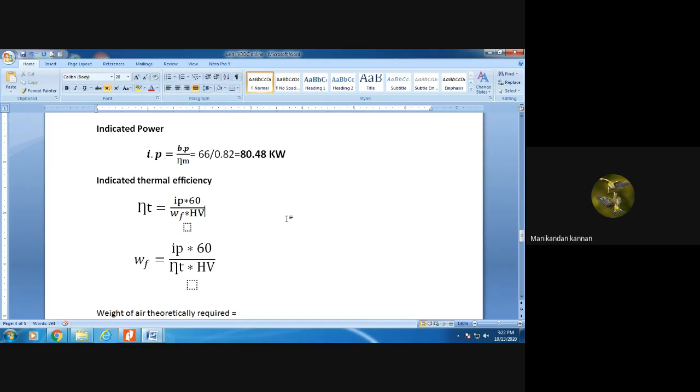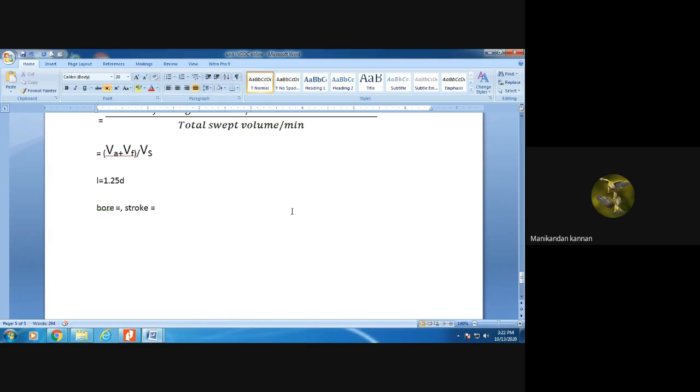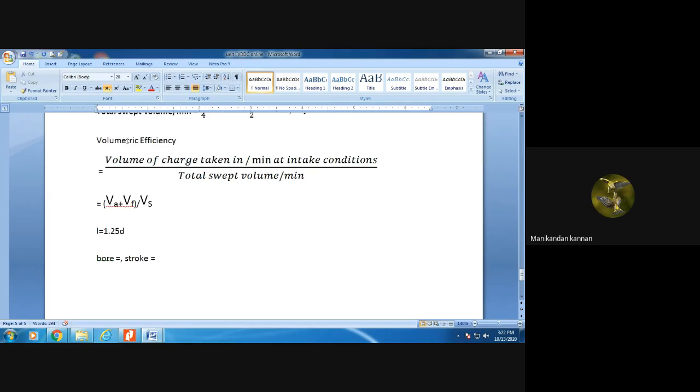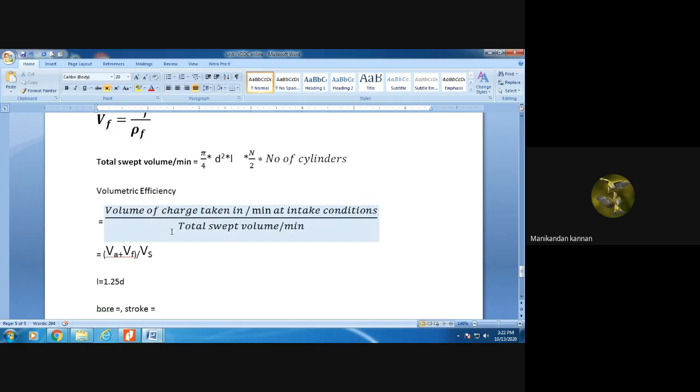What is it going to do? At last we have to find bore and stroke. I will give one idea to you. Bore and stroke can be found when we know the volumetric efficiency, because in volumetric efficiency we have the formula pi by 4 d squared L. So you will be able to find either D or L, because the relationship between L and D is given. So you have to find volumetric efficiency first, and from that you find D and L.